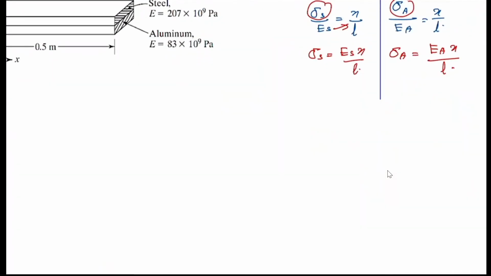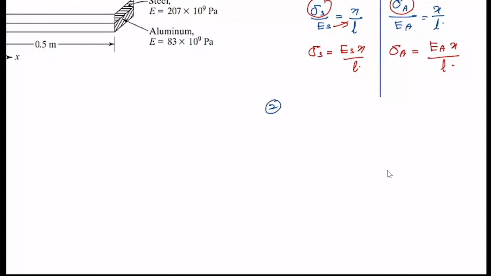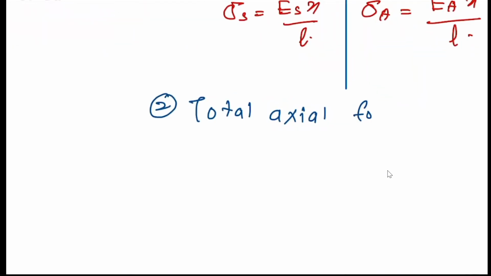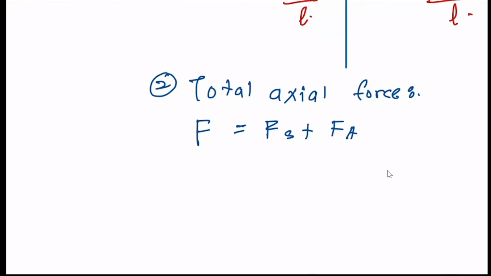So next we have to find the total axial force. So we know the total force, this is axial force. So the total axial force will be the axial force for steel plus the axial force from aluminium, right? Total force. There's only two materials, so there's only force for steel and also force for aluminium.